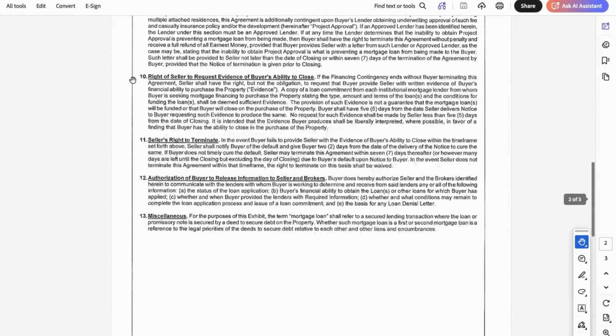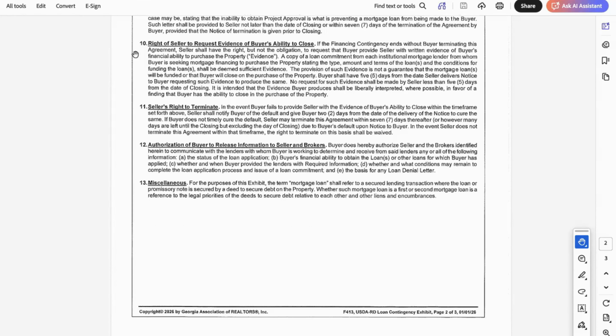Section 10, right of seller to request evidence of buyer's ability to close. If the financing contingency expires and buyer hasn't terminated, seller may request written evidence of buyer's ability to close. Acceptable evidence: loan commitment letter stating the type, the amount, the term, and funding conditions. Buyers have 5 days to provide it. Seller cannot request it within 5 days of closing.